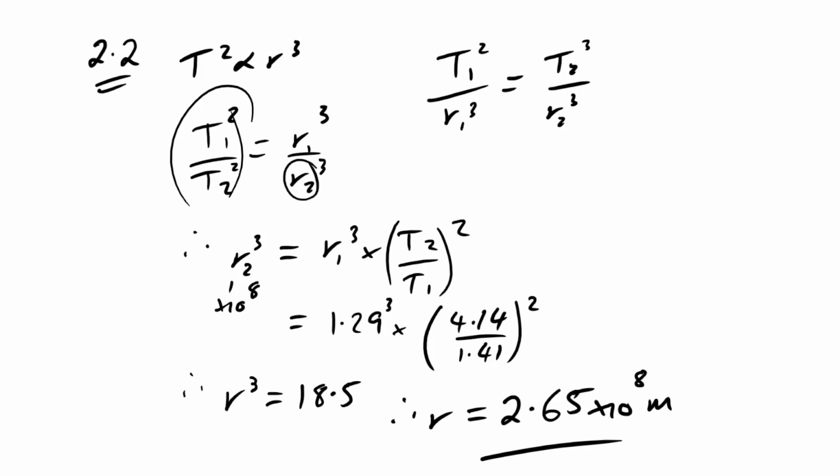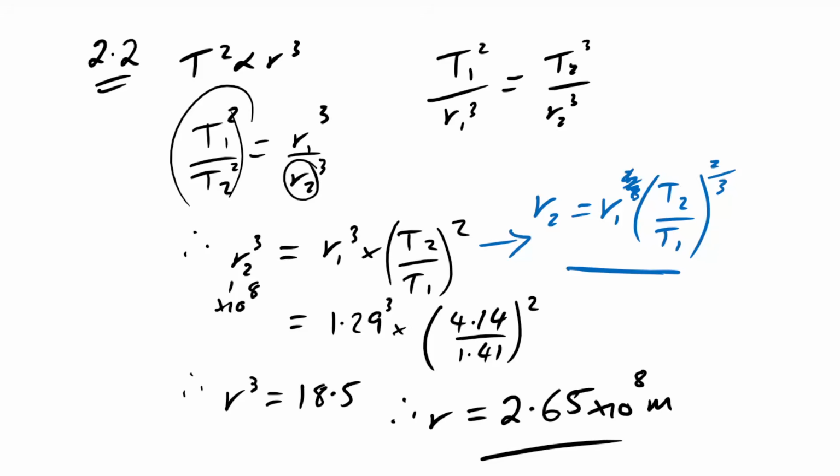Of course, there is a little bit of a shortcut, isn't there? We could go from here and we could say that R2 is equal to R1 to the power of 3 over 3. So that just ends up being R1 times the ratio of the time periods to the power of 2/3. That's a little shortcut. Doesn't matter which way you do it. Yeah, slightly quicker, but only do that if you know what you're doing.